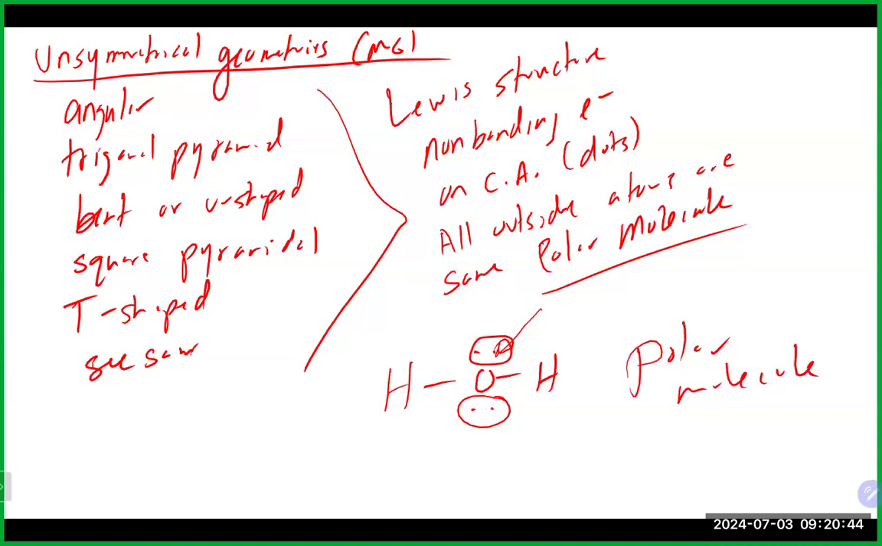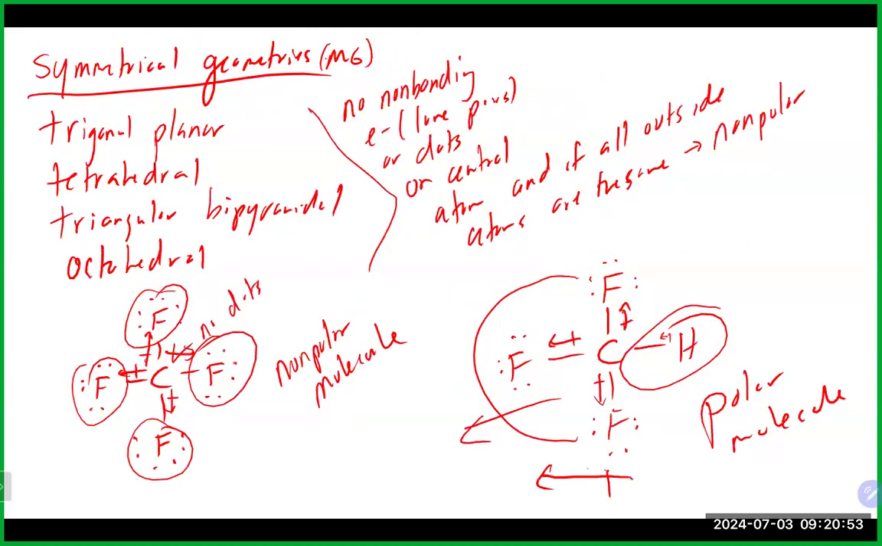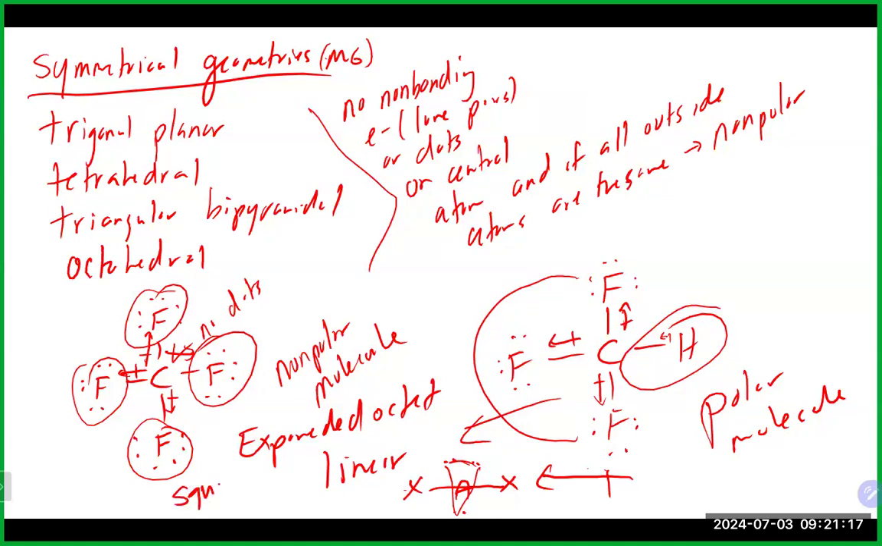There are, though, a couple of exceptions to the dots and no dots rule. The couple of exceptions are the expanded octet linear. That's the one where you have something like that, where you've got the non-bonding electrons in the linear arrangement. And also the square planar. These two do have dots on the central atom, but they are still symmetrical because basically it's a straight line.